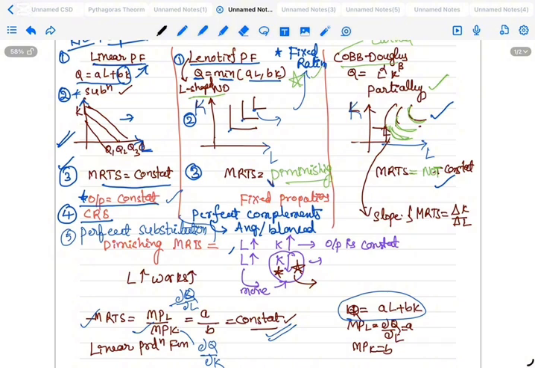MRTS is the slope of the isoquant. MRTS is the marginal rate of technical substitution, that is the slope of the isoquants. So the slope is change in y-axis by change in x-axis, that is delta K by delta L. For example, in the linear production function, labor can replace machines and machines can replace labor. In the Leontief production function, the exact fixed proportion ratio is important. And the Cobb-Douglas production function is normally used for normal production in firms, and limited substitution is possible, that is partial substitution, with smooth curves.